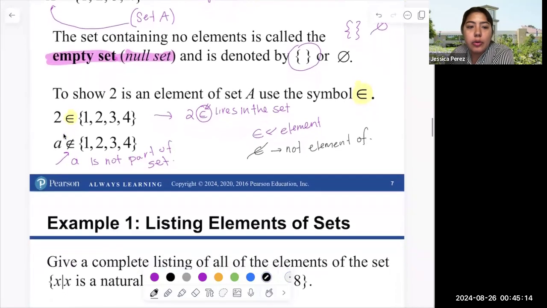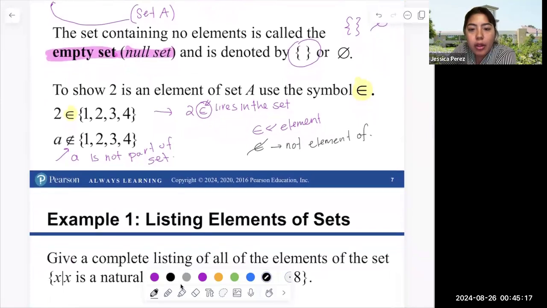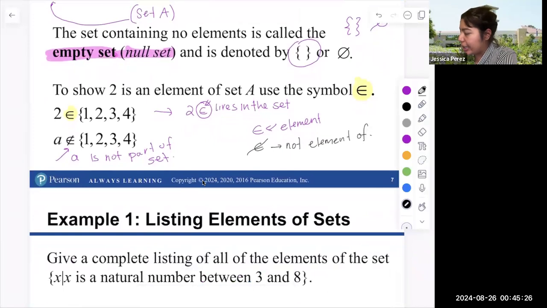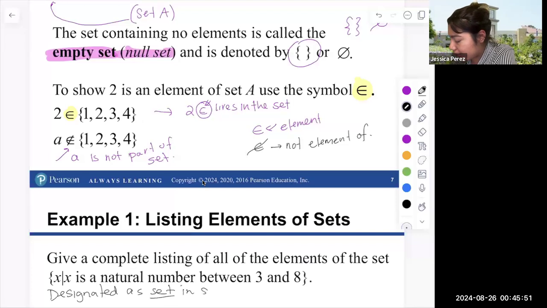Example 1. We wish to give a complete listing of all of the elements of X such that X is a natural number between 3 and 8. Now, what type of designation does it have? It is designated as a set in set-builder notation.